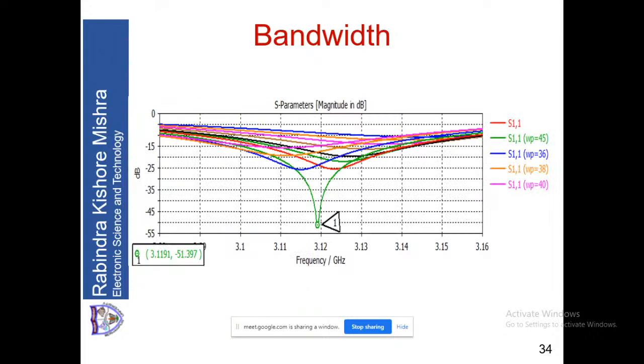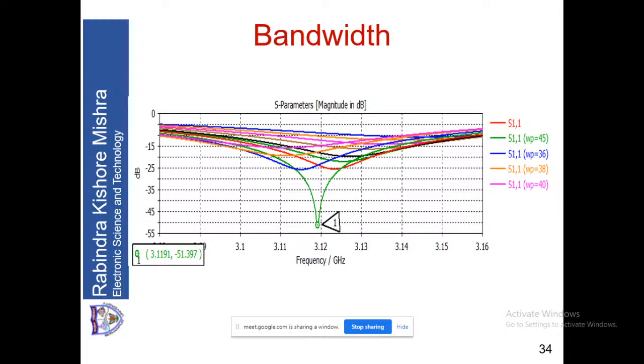Practically, if I design a microstrip antenna, we have designed a microstrip antenna, and this is the S11 plot for W. Now you can see the green one is W equal to 45 millimeter, the width of the patch is 45. Then as we change it, we are decreasing from 45. If we are decreasing it, then the bandwidth is increasing.